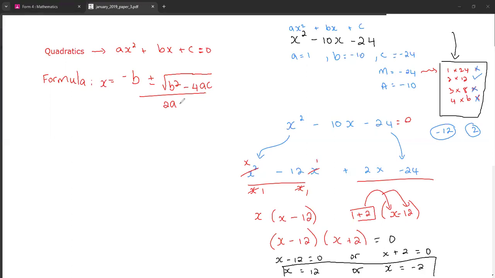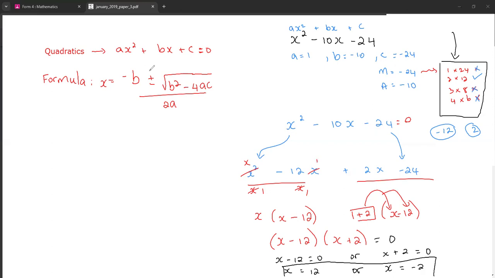All right, so let's say they just tell you to solve the quadratic. They didn't tell you to factorize or anything. You have the choice that you could use the formula. Now the formula is that x, which is the unknown that we're trying to find, is equal to negative b plus or minus the square root of b squared minus 4ac all over 2a.